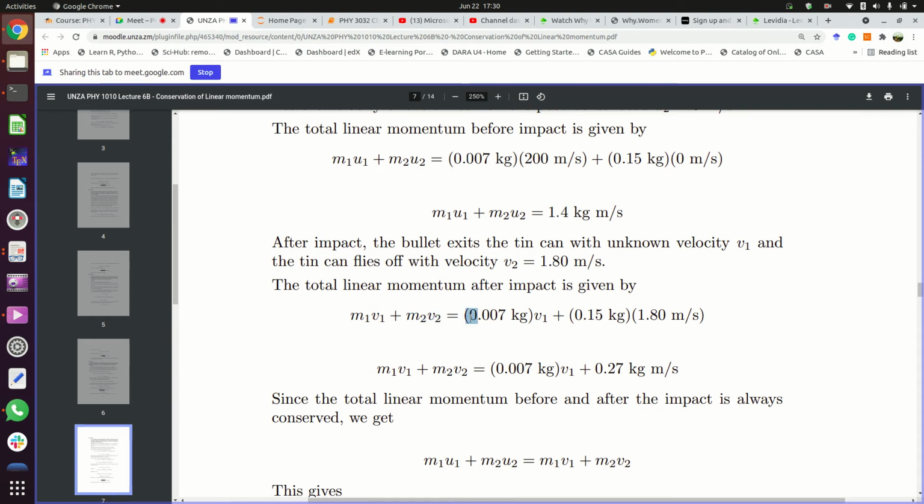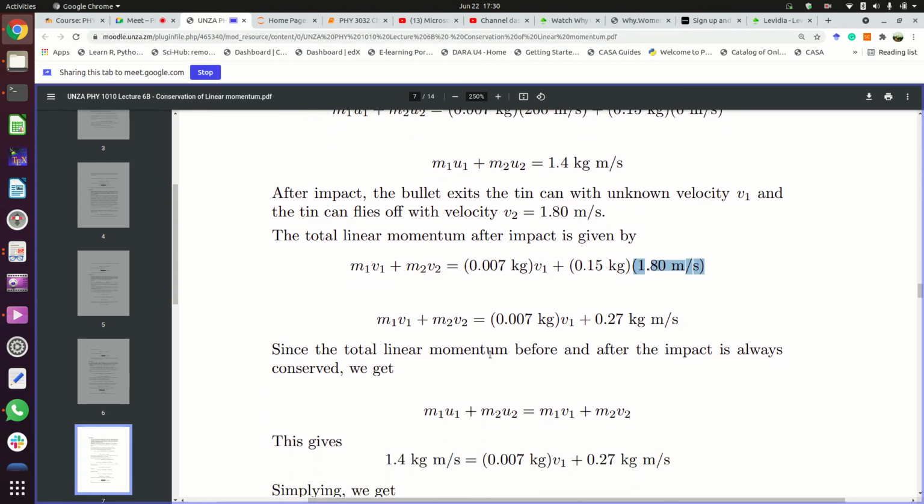So the mass of the bullet is 0.007 kgs, and we are assuming that the bullet remains intact, so the bullet's mass doesn't change. Then we multiply this by the velocity of the bullet after impact, which is v1, and we don't know what this is at the moment because that's what we're looking for. Then plus the mass of the can, which is 0.15 kgs, multiplied by the velocity of the can after impact, which is 1.8 meters per second.